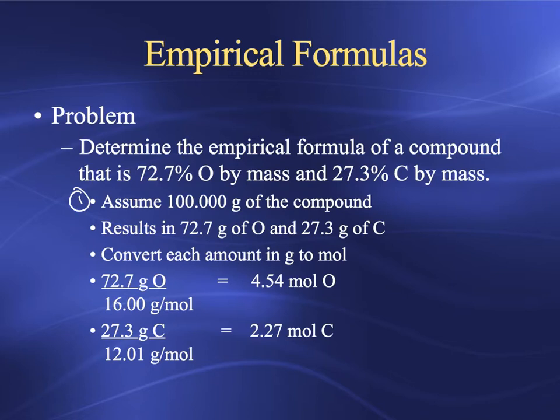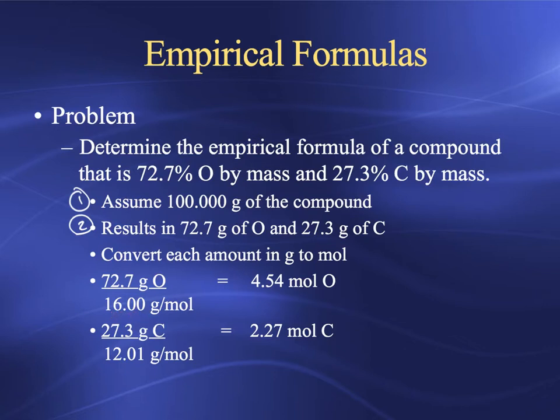So that immediately turns into 72.7 grams of oxygen, because 72.7% of 100 grams is that number, and 27.3 grams of carbon. Very easy way to do that. You want to then convert each amount in grams to a number in moles. Well, how do you do that? How do you convert grams to moles?